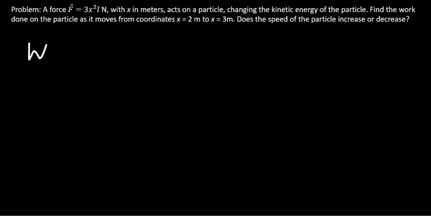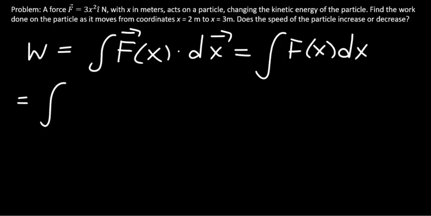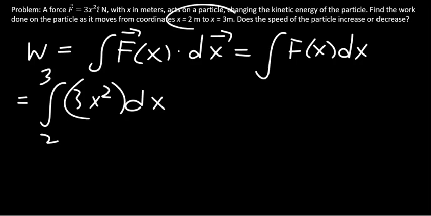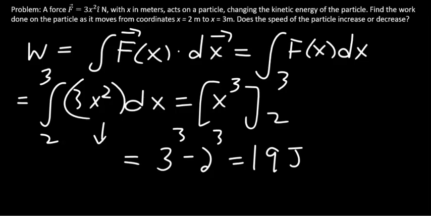So let's calculate the work first. Work is given by such an equation, which reduces into the integral of Fx dx. In this case, Fx is 3x squared dx, and it goes from x equals 2 to x equals 3. This is an easy integral to do. The answer is x cubed. Let's put in the limits, 2 and 3. So you get 3 to the power 3 minus 2 to the power 3, which will give you 19 joules.